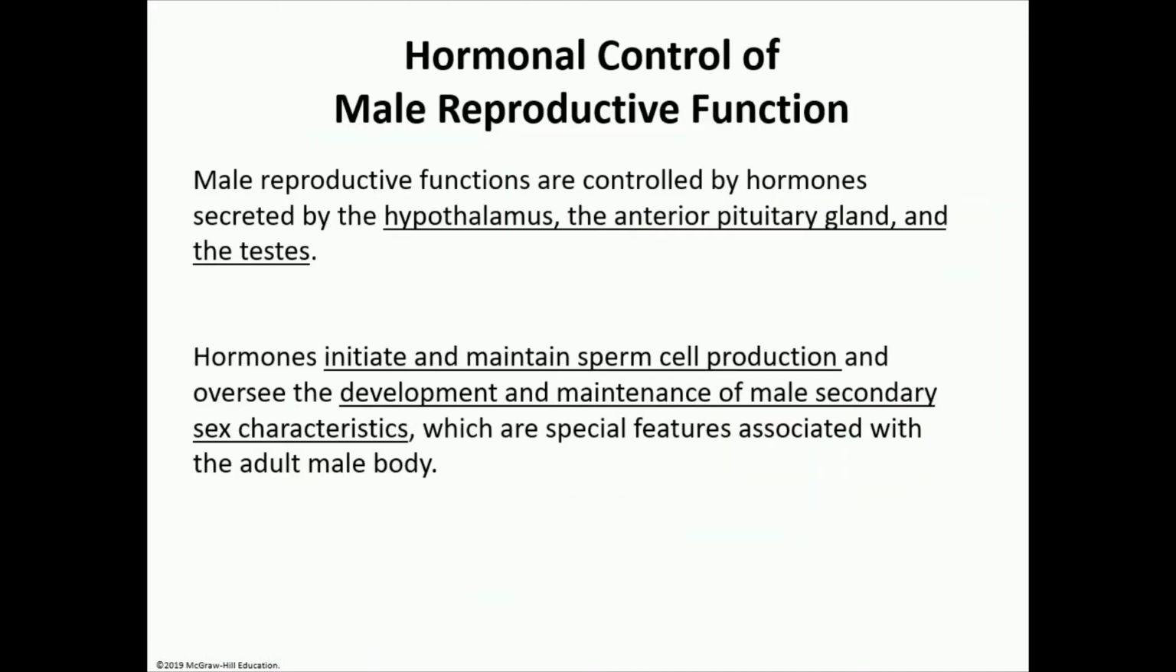So what is the hormonal control of the male reproductive function? Well, everything starts off again with the hypothalamus, and there's a whole loop system between the hypothalamus, anterior pituitary, and the testis. The hormones that come out are going to start the development and maintenance of male secondary sexual characteristics. The development is going to happen during puberty, where all of the changes occur, while the maintenance means, over the rest of their lives, these sexual characteristics are maintained.